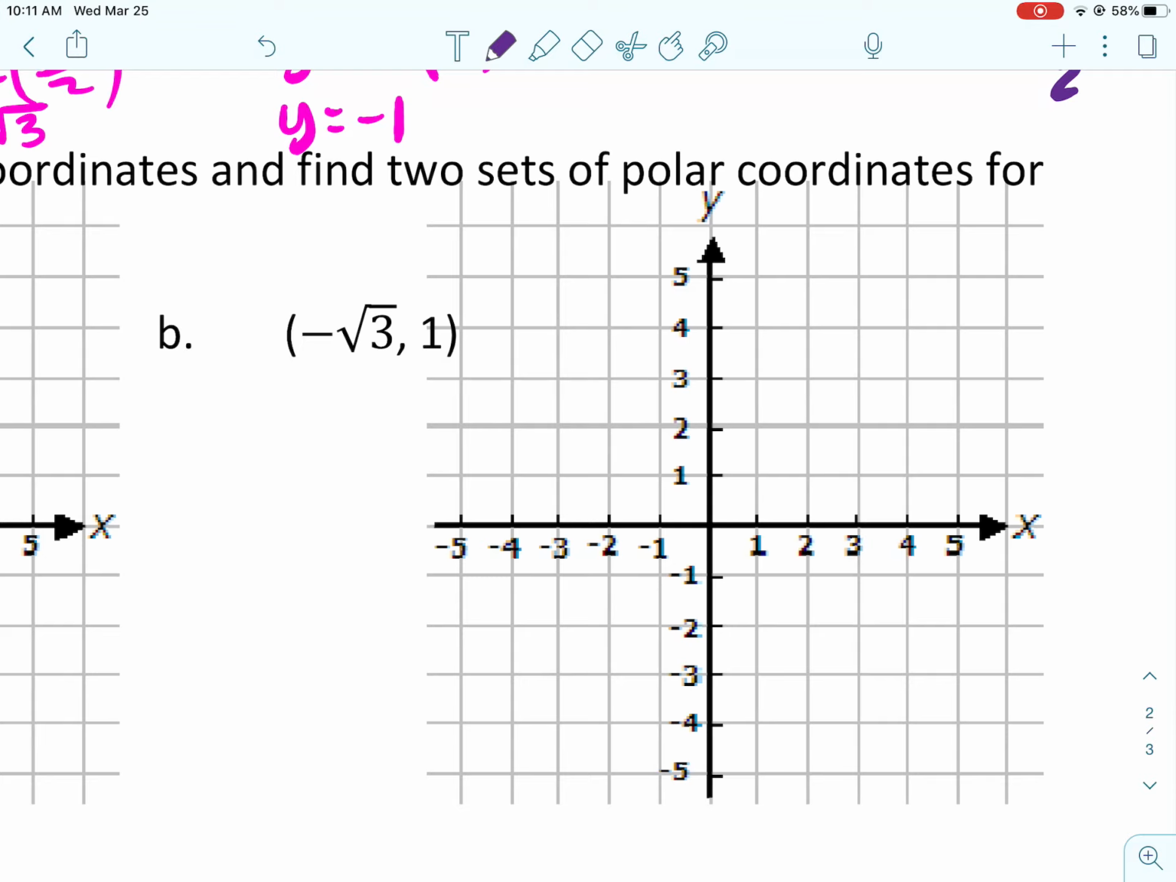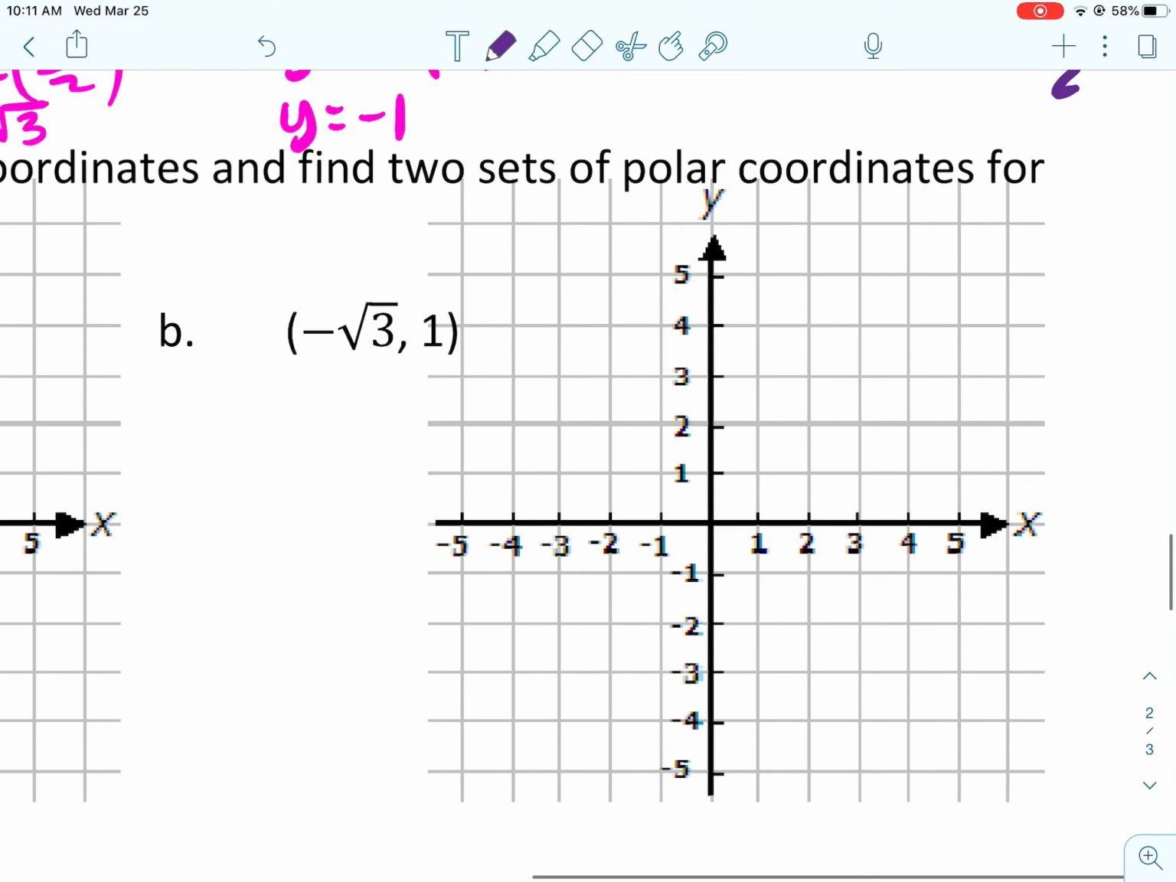All right, one more. So for this one, we're going to move the square root of 3. I don't know exactly what the square root of 3 is, so let me check real quick. All right, so it's about 1.73. So I'm going to move about that to the left and then up 1. So this is the point I'm talking about right there. This one's going to be a little more challenging with our theta.